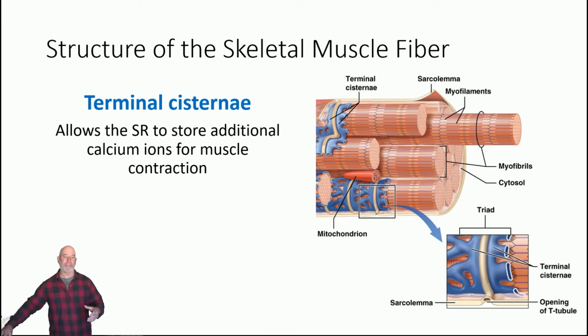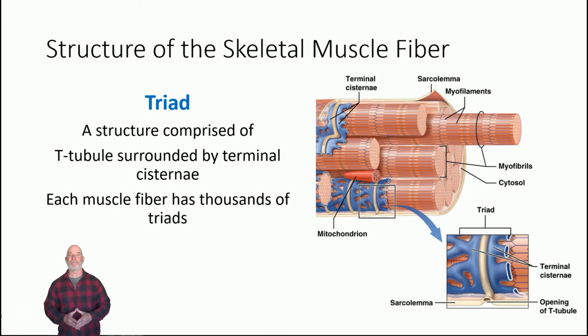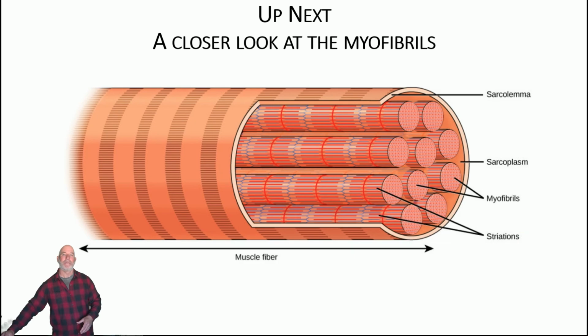Okay, so I just talked about this. They are storing lots of calcium here in the terminal cisternae. Now, when you get the T-tubule surrounded on each side by the terminal cisternae, that forms a triad. And a muscle fiber might have thousands of these triads. Okay, you can think thousands of triads. This is thousands of areas where we're going to release calcium to cause a muscle to contract.